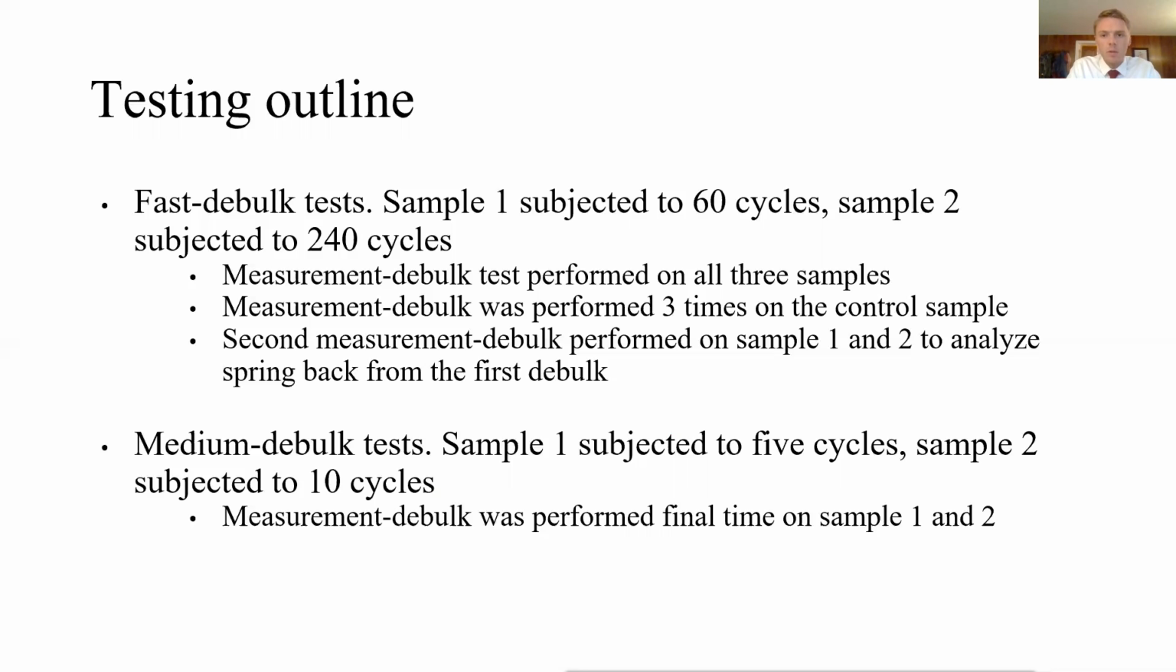The medium debulk was performed on both samples, with sample 1 being subjected to 5 cycles and sample 2 being subjected to 10 cycles. A final measurement debulk was then performed again on each of the samples, samples 1 and 2. The control sample did not get an additional measurement debulk at this time. And I'll talk more about these.